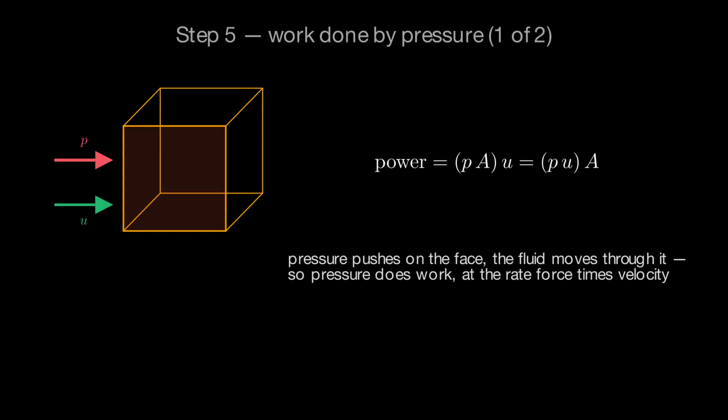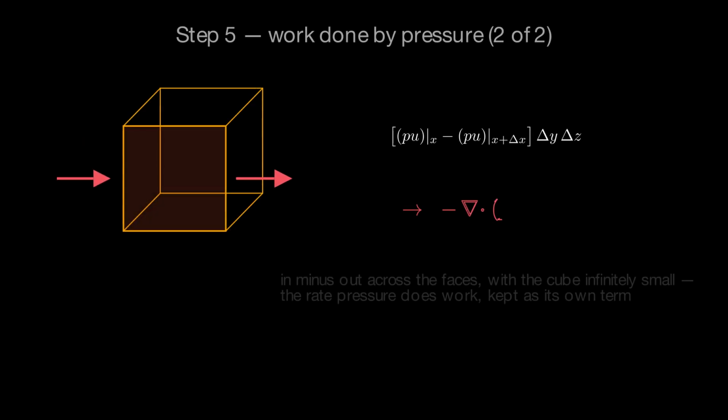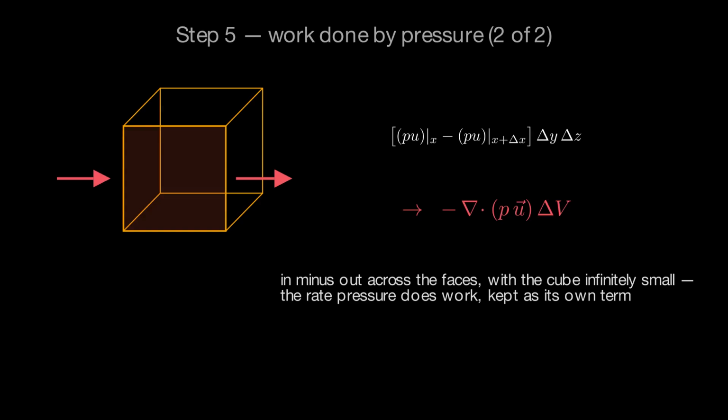Now the work done by the forces, starting with pressure. Pressure pushes on the face with a force. Pressure times area, and the fluid moves through it. Force times velocity is power, so the pressure does work at the rate pressure times velocity times the area. Sum it across the faces, in one side, out the other. And because the cube is infinitely small, the pressure work becomes minus the divergence of pressure times velocity. We keep it as its own term, right there in the equation.